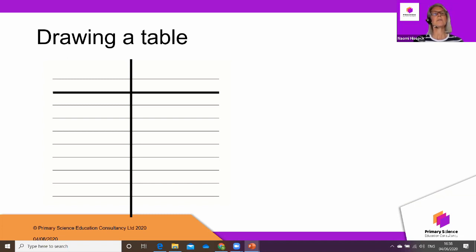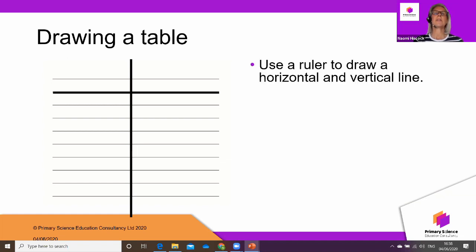And then as I'm going through this, or afterwards at the end of drawing the whole table, I would ask the children to share with me what are going to be the success criteria for them to draw a complete table. So at this stage, they'd need to remember, and using a ruler for me is quite critical, they would use a ruler to draw the horizontal and vertical line.